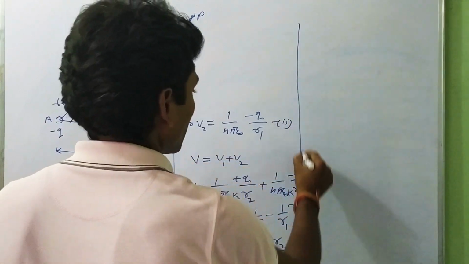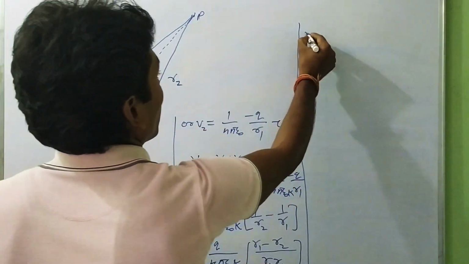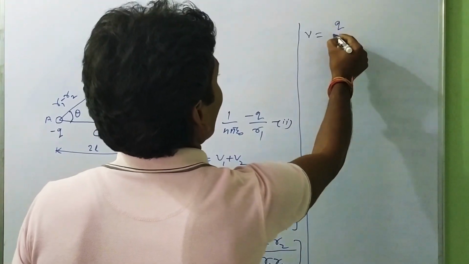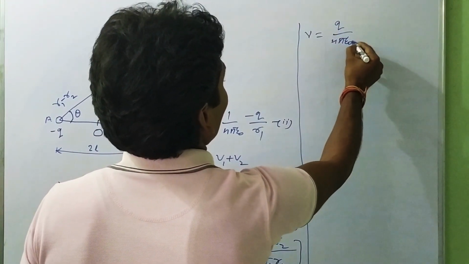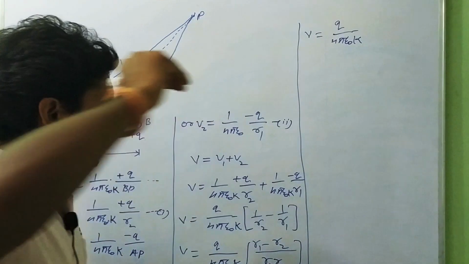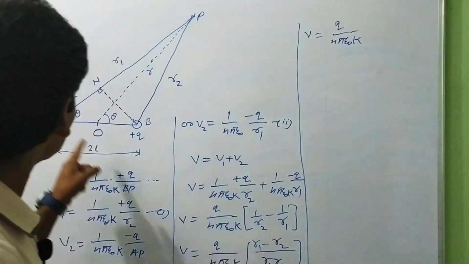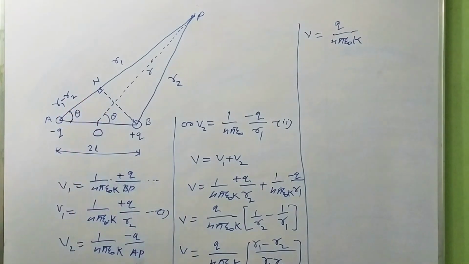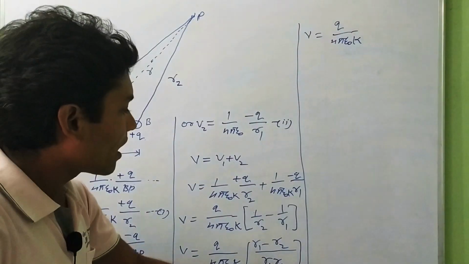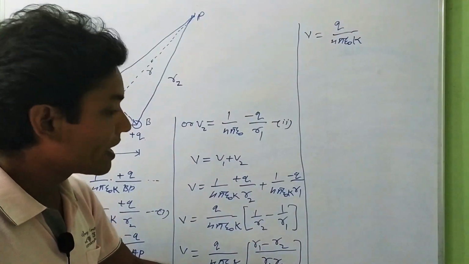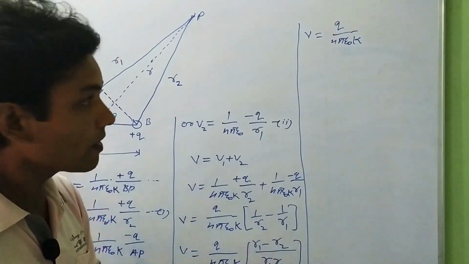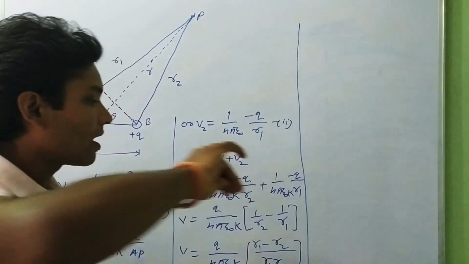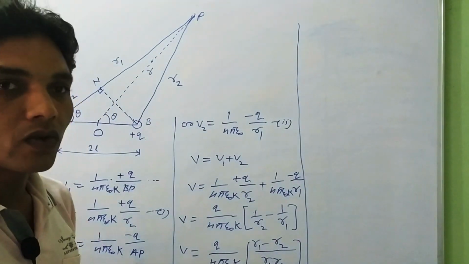Now V will be equal to Q upon 4 pi epsilon naught K, times (R1 minus R2) upon (R1 into R2). Here R1 minus R2 is equal to AN. Now we have to find the value of R1 minus R2 and R1 into R2 firstly. So what will be the value of R1 minus R2 and R1 R2?